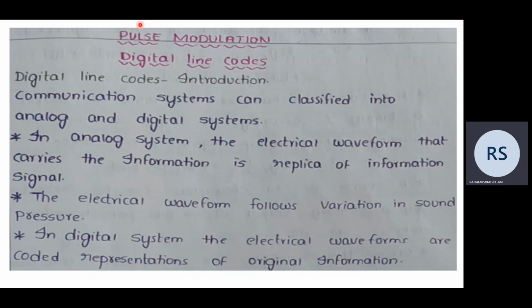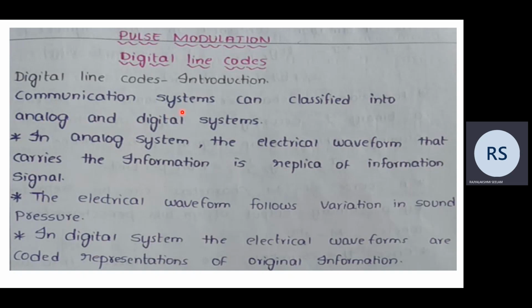Good morning. Today we will discuss pulse modulation. In pulse modulation, let us discuss digital line codes. The introduction of digital line codes. So here, a communication system can be classified into analog and digital systems.